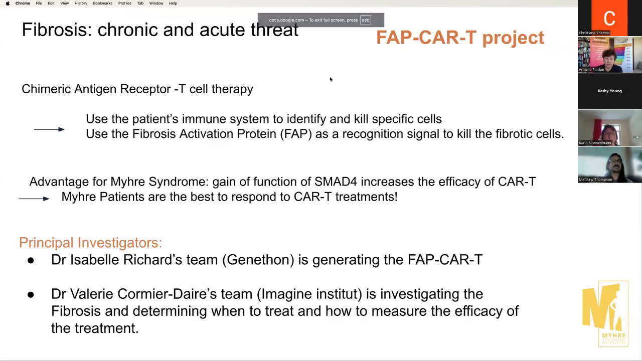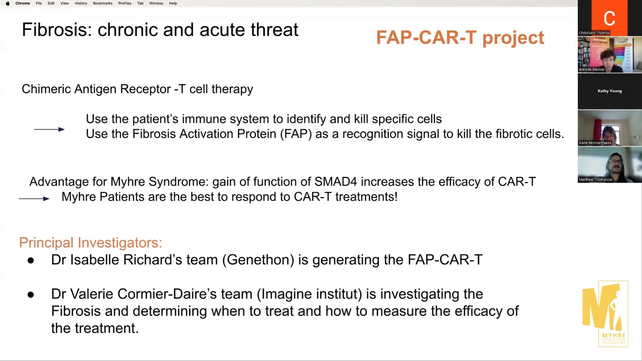So what's that FAP-CAR-T? It's really to target acute threats like tracheal stenosis, for example. And also the idea is maybe to use it chronically, with a few sessions over a period of a month or two, and then stop for a long period. But we need to study that first. The first idea would be to use it in acute threats.